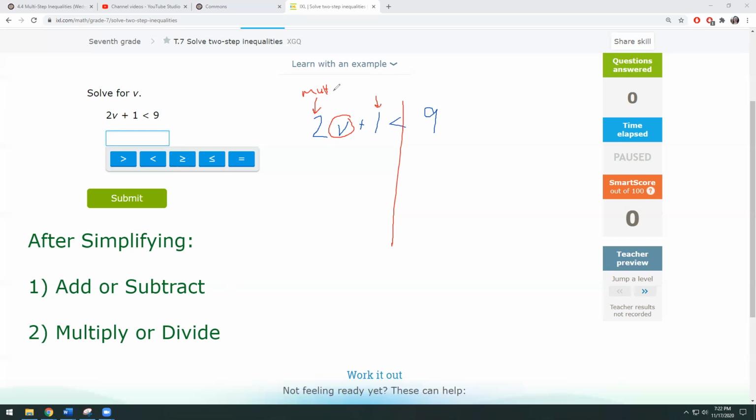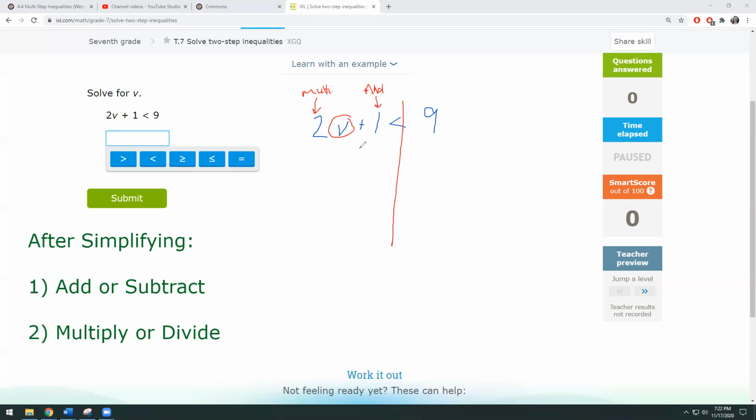because it doesn't have a sign between the 2 and the v. See how there's no sign? That automatically tells me that it's multiplication. So that means that this one is our addition, subtraction, and in this case, it's being added by that plus sign. So we're adding a positive 1.